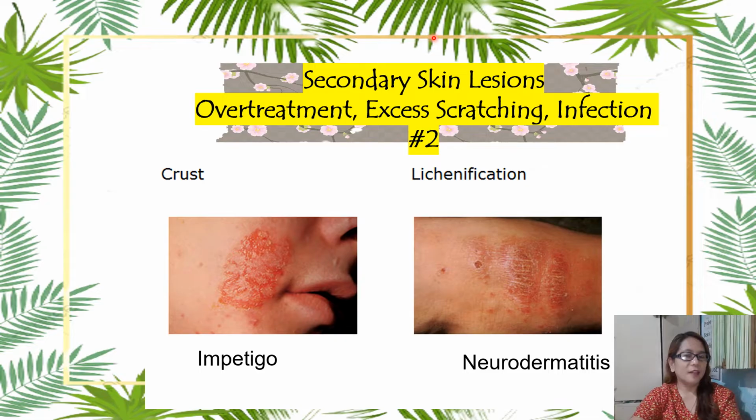lichenification. It is a visible and palpable thickening of the epidermis and roughening of the skin with increased visibility of normal skin markings. This is due to chronic rubbing. This condition is called neurodermatitis.